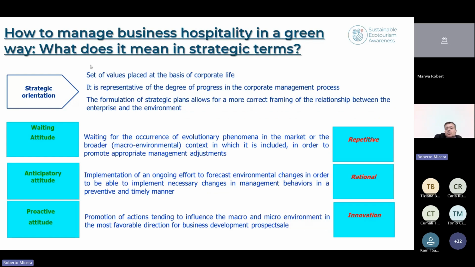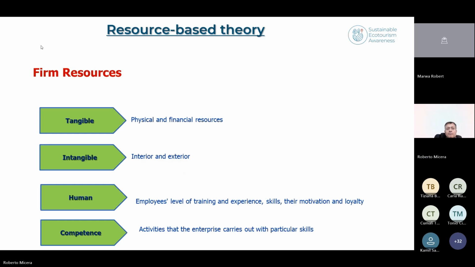It's important also to consider the strategic orientation that a business or hotel could have. This orientation could be a waiting attitude when it is reactive, an anticipatory attitude when we have the implementation of an ongoing effort to forecast environmental change, and finally, if we want to be innovative, it's important to promote actions that influence the macro and micro context, the external context.